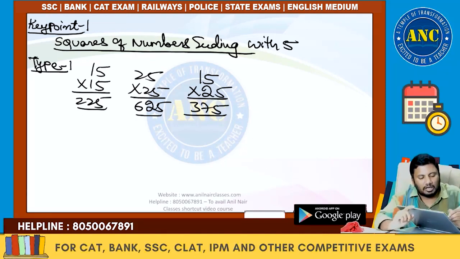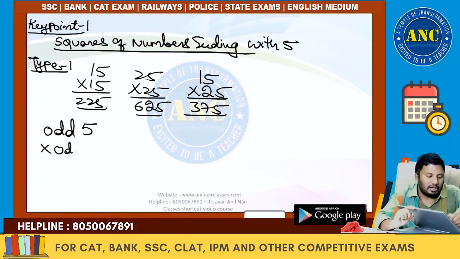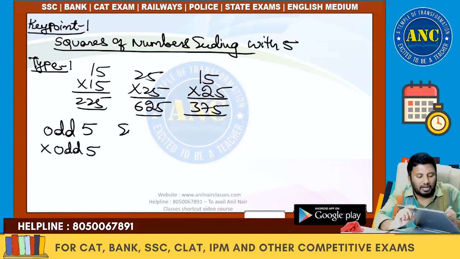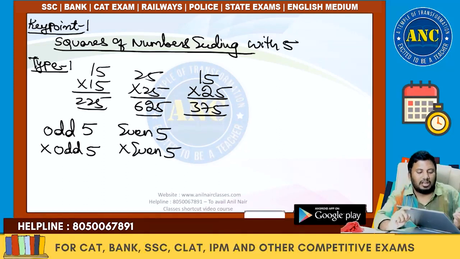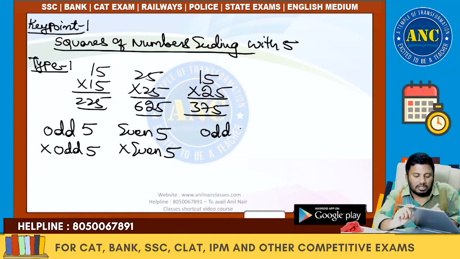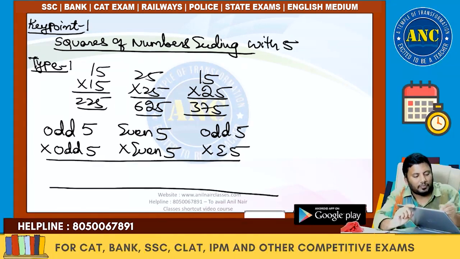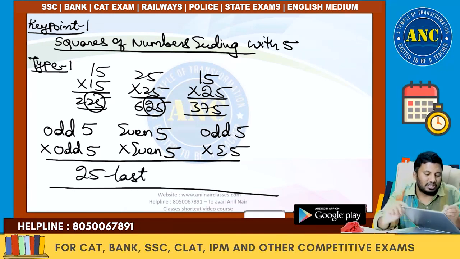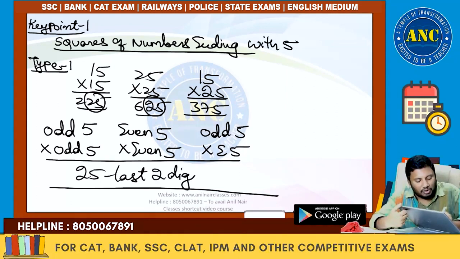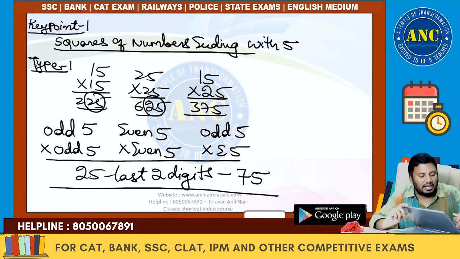Very, very important concept. If it is ending with 5, 1 is an odd number ending with 5, again 1 is an odd number ending with 5, 2 is an even number ending with 5. In the first two cases, what are the last two digits? Last two digits is 25. When you multiply two odd numbers ending with 5 and two even numbers ending with 5, last two digits is 25, else it is 75.